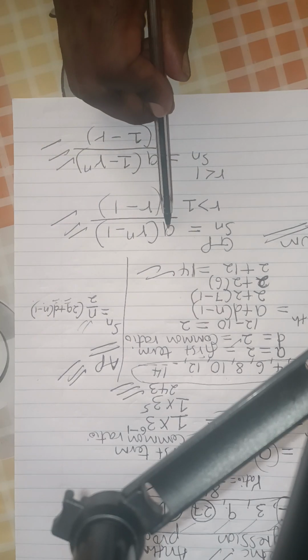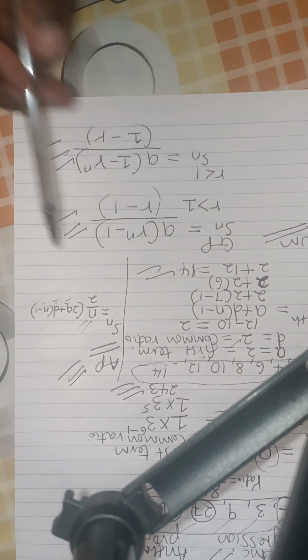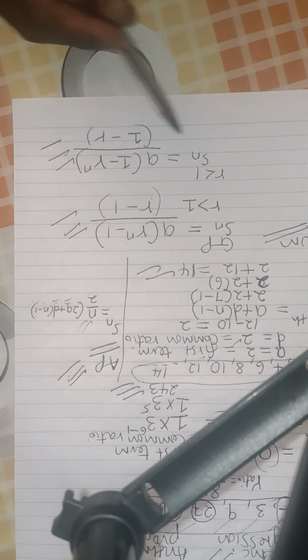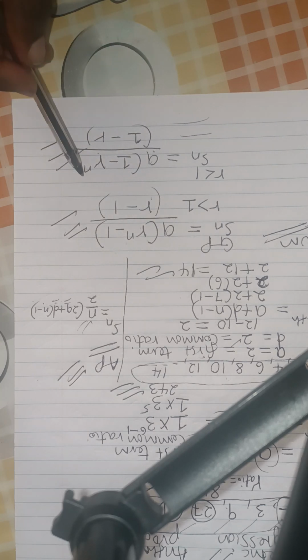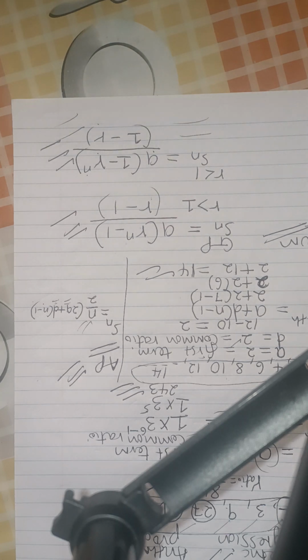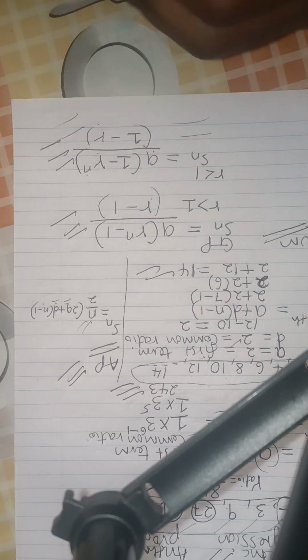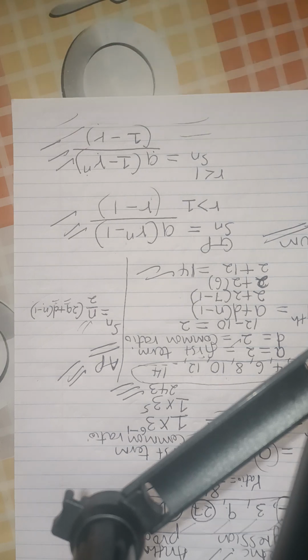In the geometric case, a stands for the first term, r stands for the common ratio, n stands for the number of terms. So that is just a brief summary of the geometric progression and the arithmetic progression in terms of the Pearson Edexcel curriculum and the Cambridge IGCSE.